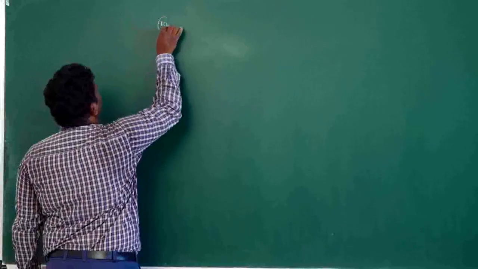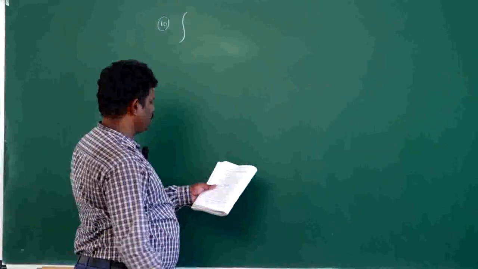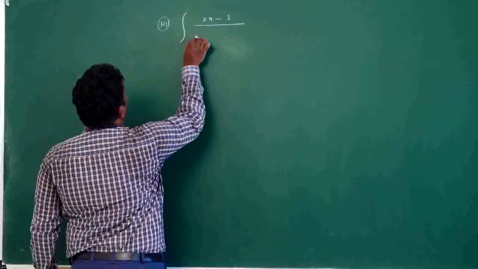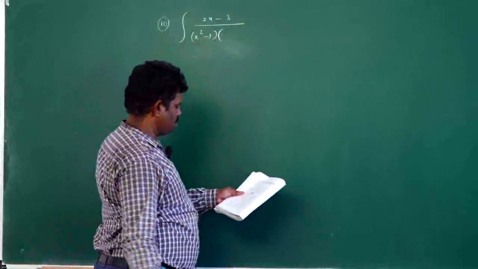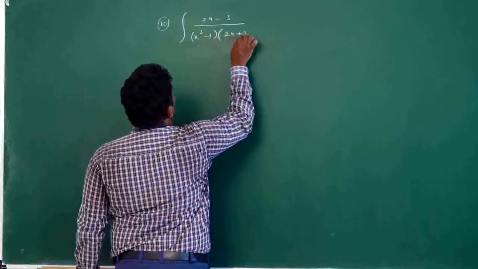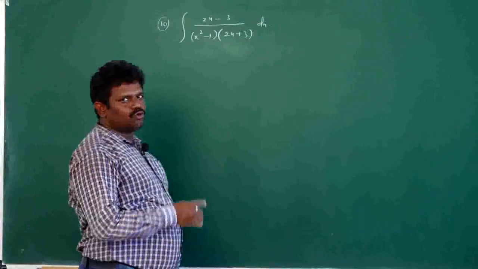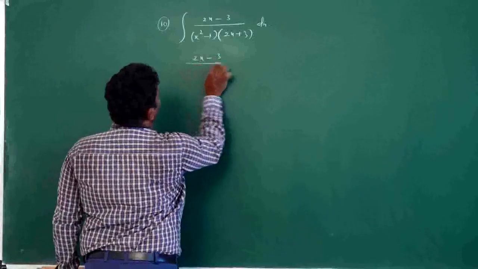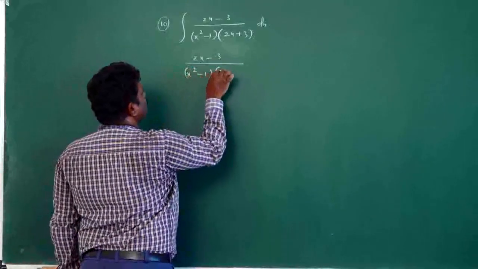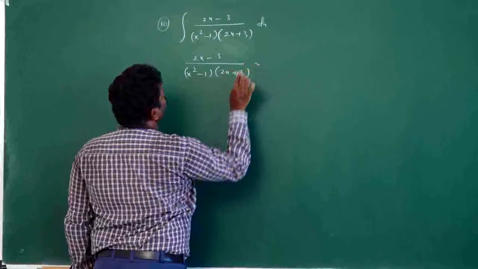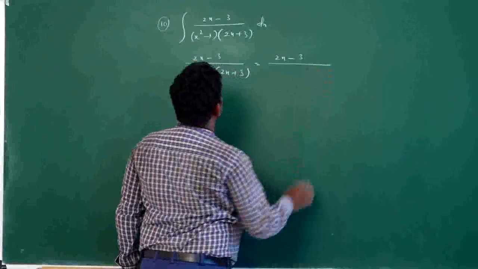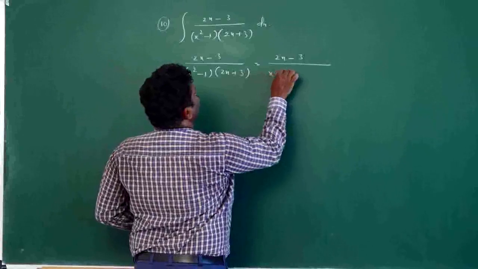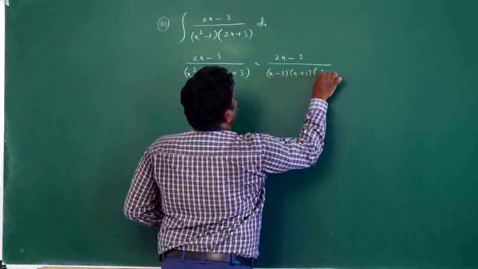Now the 10th one: integral of (2x minus 3) divided by (x square minus 1) into (2x plus 3), dx. Okay, you do that problem; I already told this method of how to simplify. Here, 2x minus 3 divides (x square minus 1) into (2x plus 3). To write the factors: this is a non-repeated linear factor and this is the a square minus b square formula, so it becomes (x minus 1) into (x plus 1) into (2x plus 3).